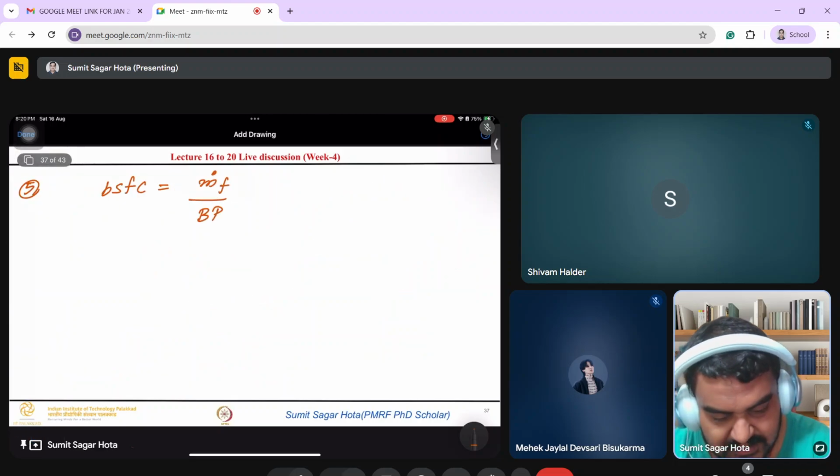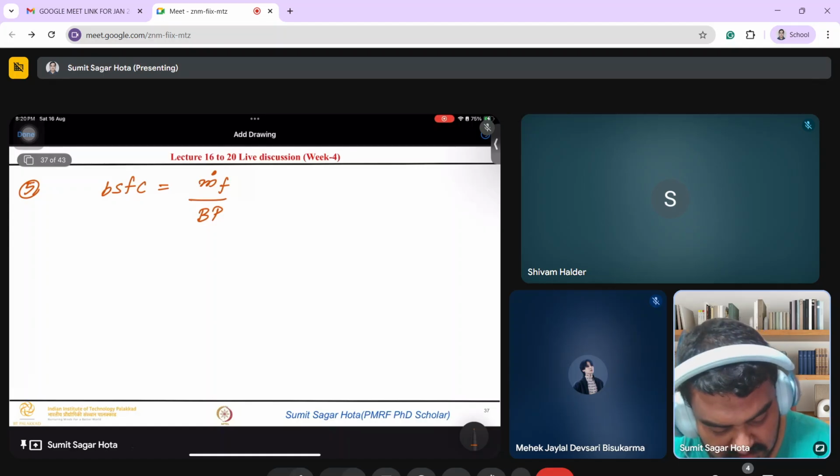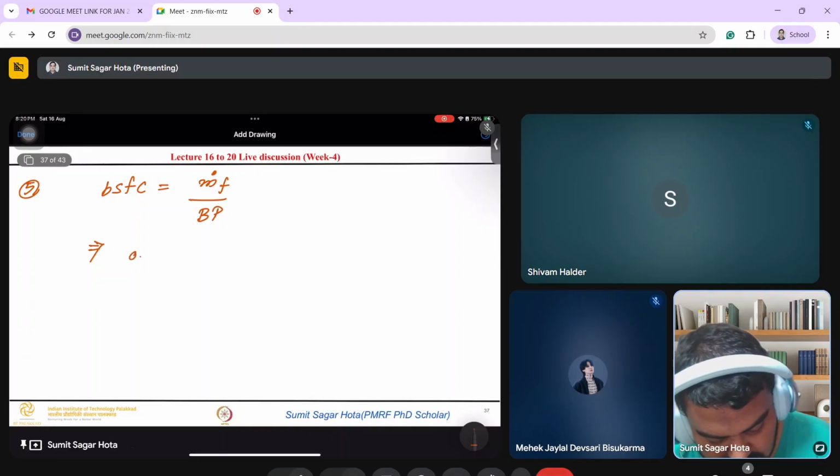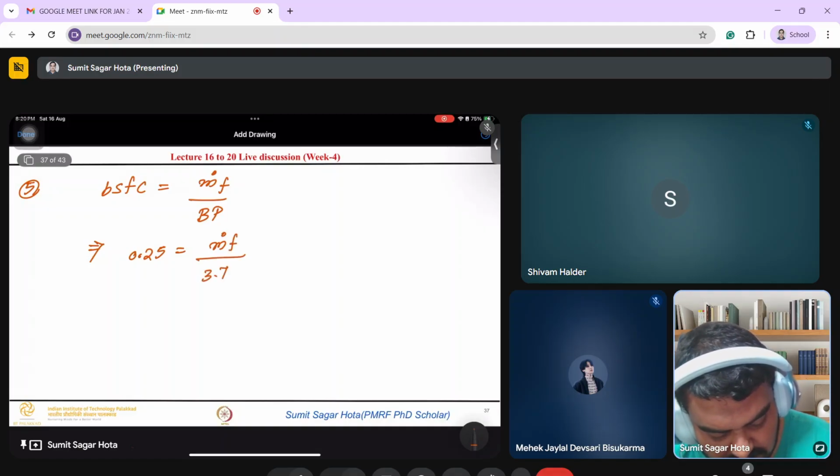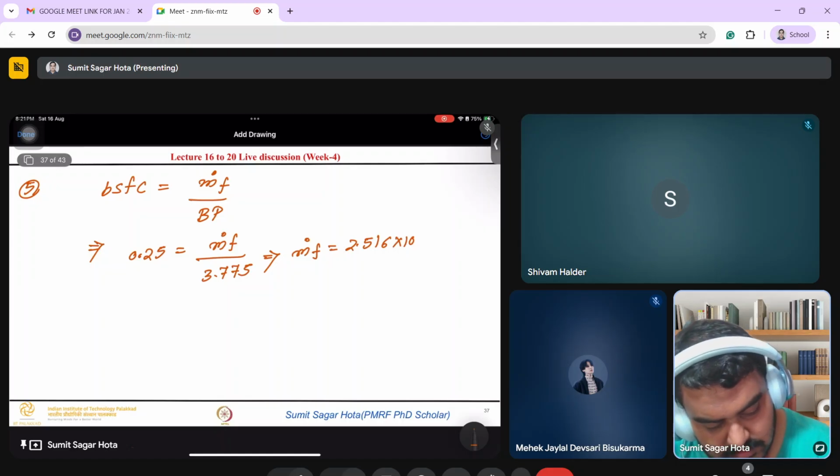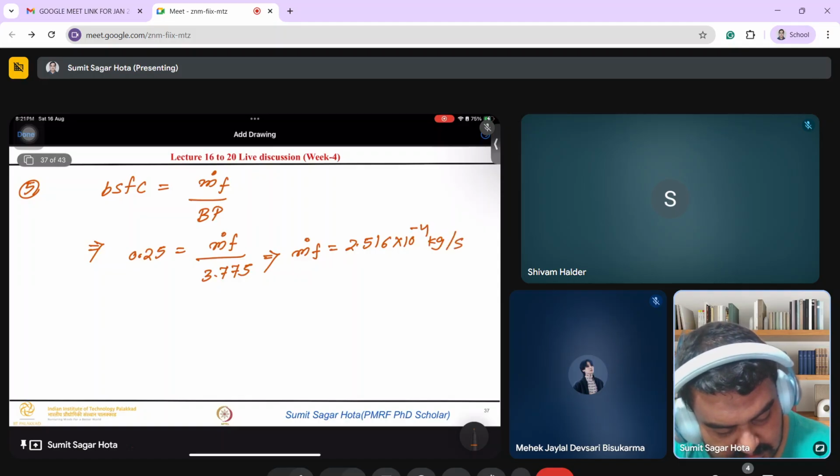So we just have brake specific fuel consumption given. From here we calculate the m dot f. 0.25 is equal to m dot f by brake power, and we already have 3.775. From here we get the m dot f as 2.516 into 10 to the power minus 4 kg per second.